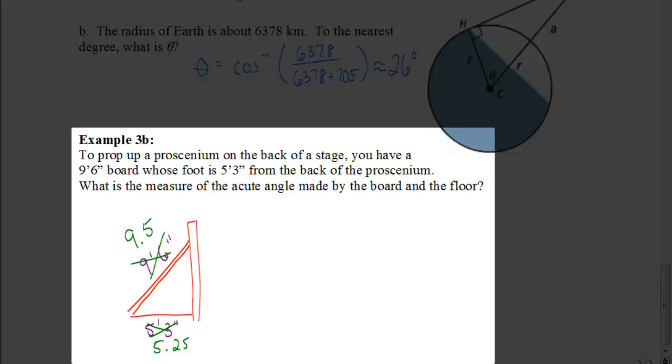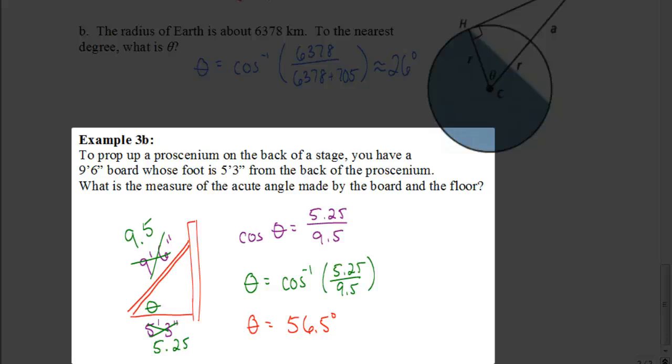Okay, now I want you to figure out what the measure of that angle is going to be, using the fact that our base, our adjacent leg, is 5.25 feet, and our hypotenuse is 9.5 feet. Why don't you go ahead and work this one out on your own. Pause the video and hit play when you're ready to check your answer. Okay, let's check to see how you did.